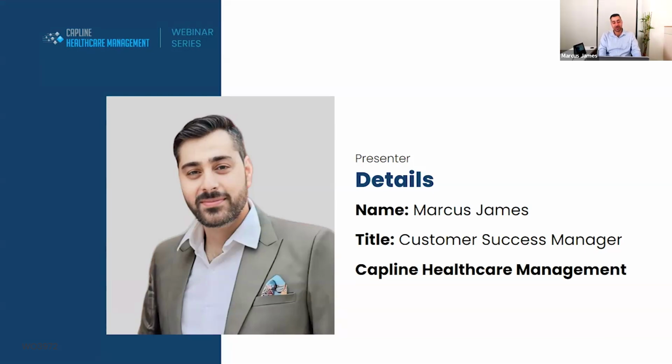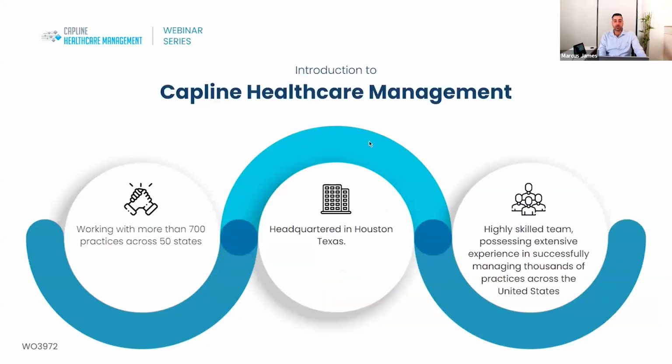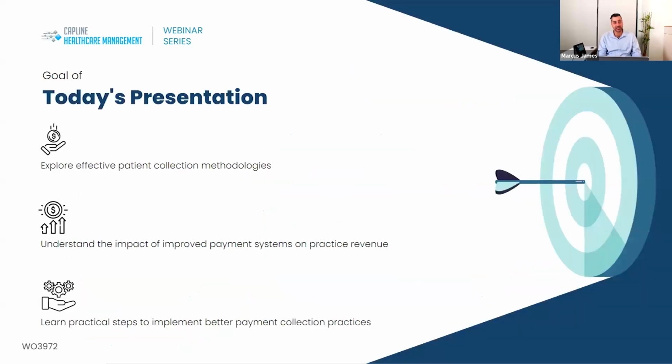So let me introduce you to who we are, what we do, and how we can help you in managing patient collection effectively. Let me tell you about our company first of all. We are Capline Healthcare Management, and we are working for more than 700 practices across 50 states. We are headquartered in Houston, Texas, and we have a highly skilled team. We possess extensive experience in managing thousands of applications across the United States.